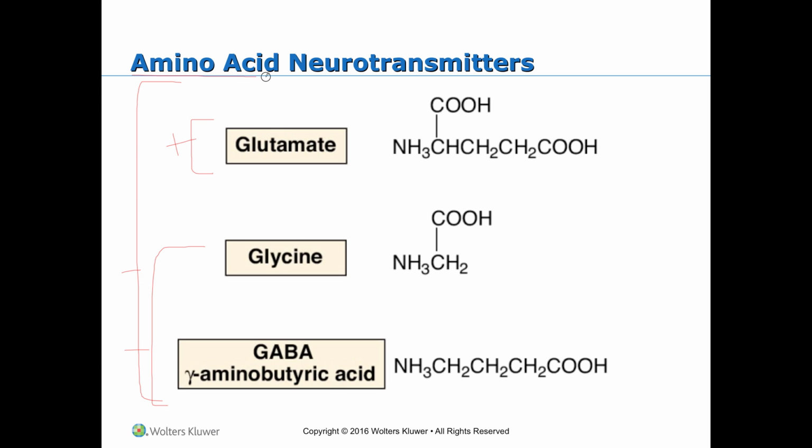When I say amino acid neurotransmitters, these are neurotransmitters which are also basic amino acids. Glutamate and glycine are of the 20 amino acids, and then glutamic acid decarboxylase, if you just take away this carboxyl group, or carboxylic acid group, from glutamate, that turns into GABA.